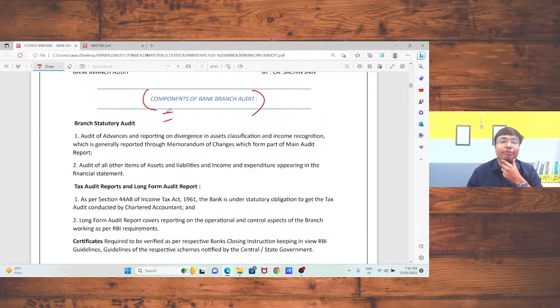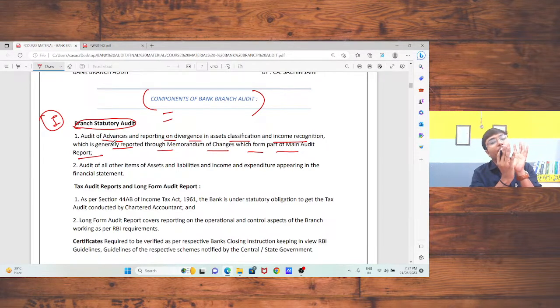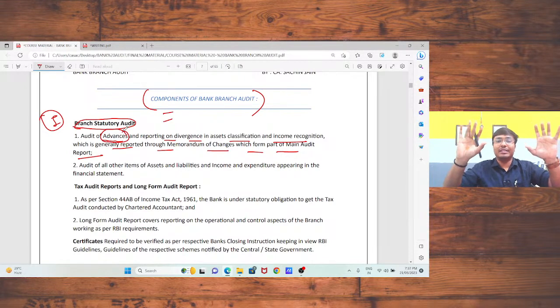Now, components of bank branch audit. What are the components of that bank branch audit? Branch statutory audit. First we are going to submit the branch statutory audit report. In that we are going to provide audit of advances, reporting of divergence of assets classification and income recognition, which is generally reported through memorandum of changes, which forms part of the main audit report. That means you are going to provide your statutory audit report and you need to check all the advances. We had already discussed how you can check the advances.